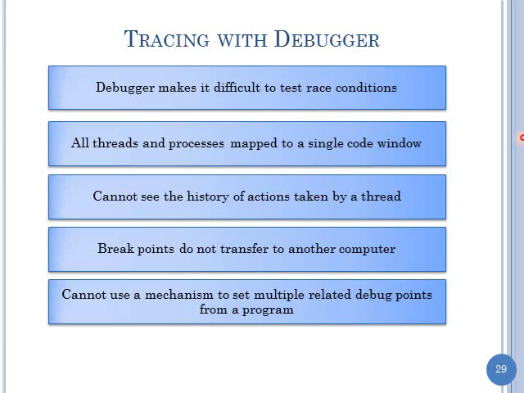So the debugger makes it difficult to test race conditions. With the debugger, at least the one that comes free with Eclipse, everything is mapped to a single code window, so I have to keep shuttling between windows, which I don't want to do. You cannot see the history of actions. Breakpoints do not transfer to another computer. And you cannot use a mechanism to set multiple related breakpoints from the program. I can't say trace this method and have runtime parameters that change things. You have to set it before running, at least the way I use it.